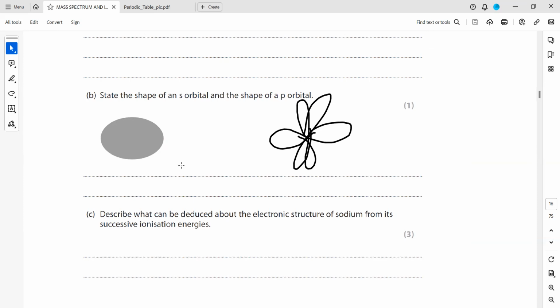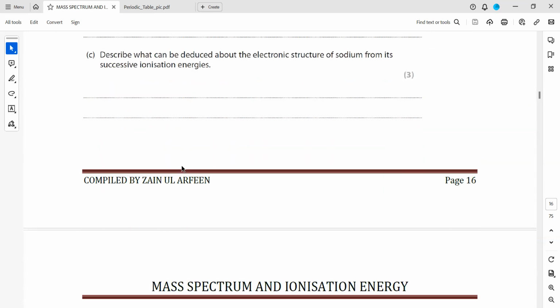The next is: describe what can be deduced about the electronic structure of sodium from its successive ionization energies. A 3-mark question. So what we can deduce from the ionization energy of sodium: when you write the electronic configuration of sodium, it is 1s2, 2s2, 2p6, 3s1.